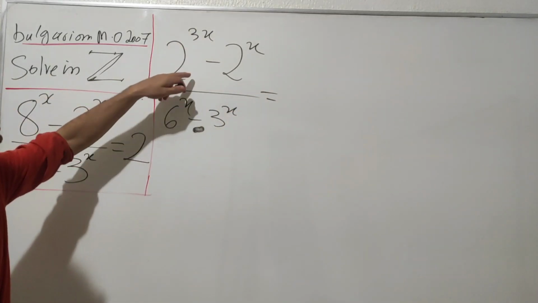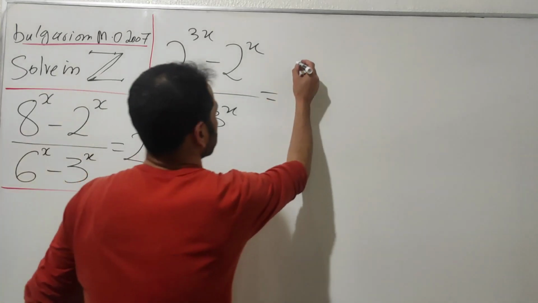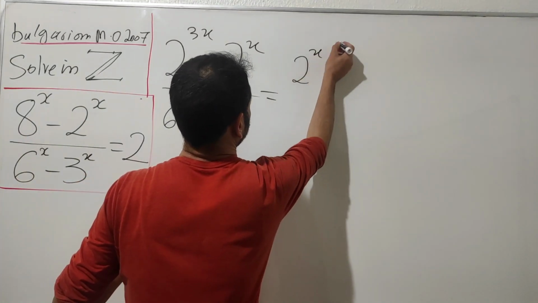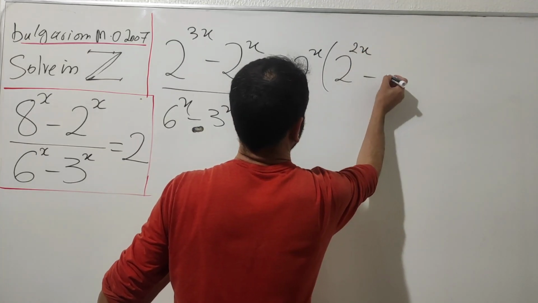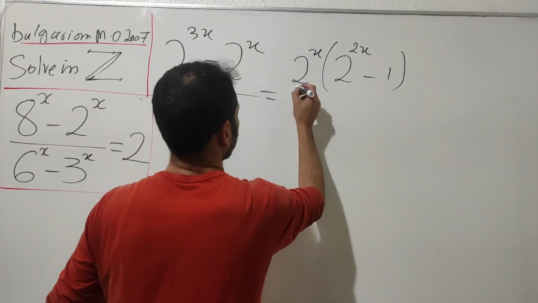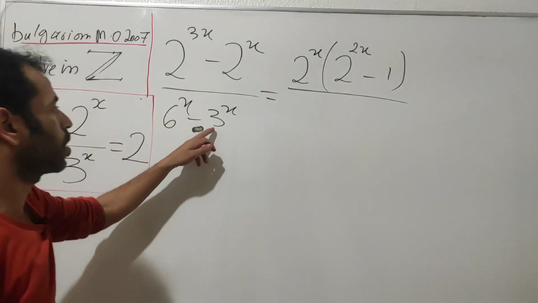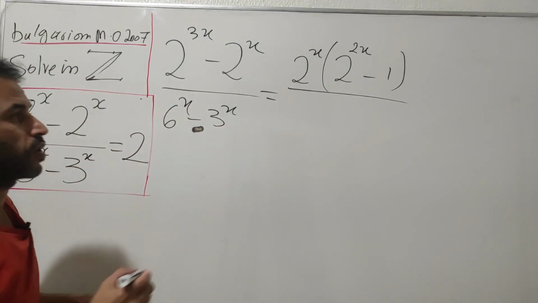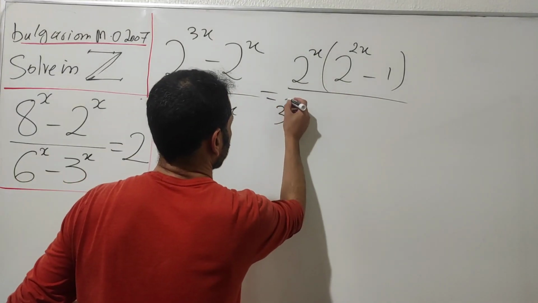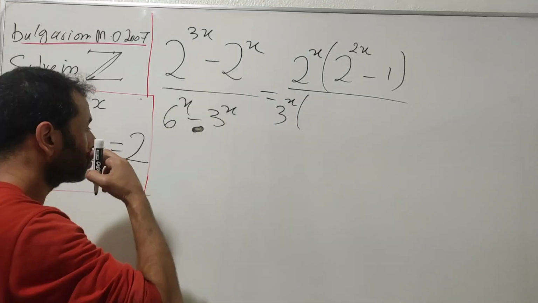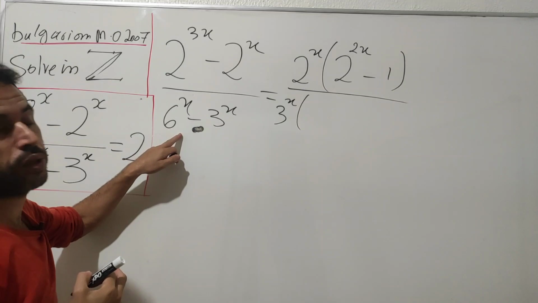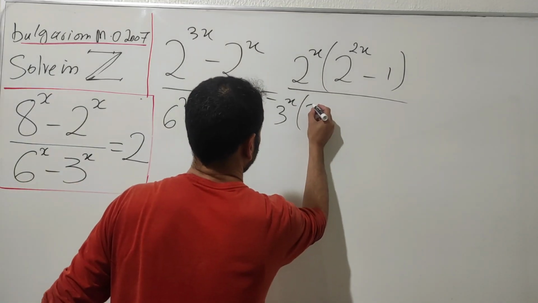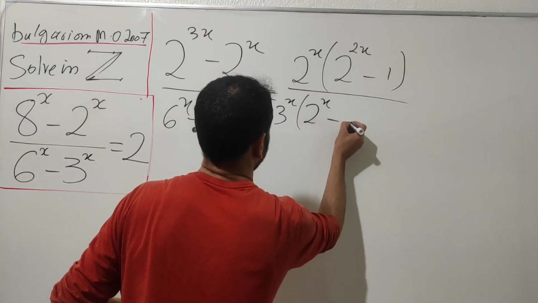I'm going to make 2 to the x a common factor here. So I'll have the following: 2 to the x factor, 2 to the 2x minus number 1, all over. I'm going to take 3 to the x as a common factor. So we'll have 3 to the x factor. 6 to the x is going to be factorized as 2 multiplied by 3, which means I have here 2 to the x minus number 1.